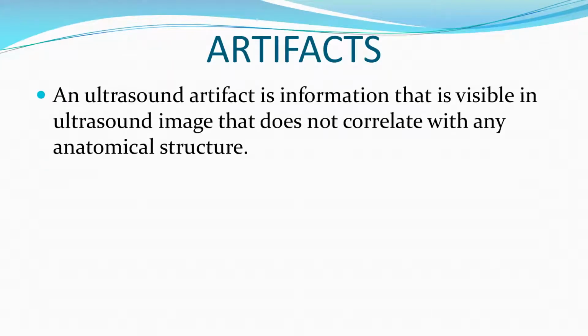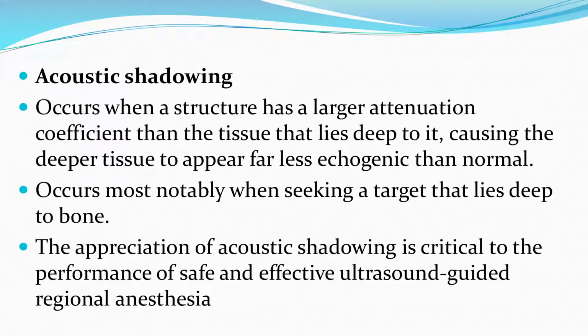Now coming to the artifacts. What is an artifact? Artifacts are actually the information that is visible in the ultrasound image that does not actually correlate with any anatomical structure. So artifacts which are present in one plane will be gone after we do our probe manipulation. If it is an actual anatomical structure, it will not go after the probe manipulation. Artifacts can also be of different types. So I will be telling about some artifacts here.